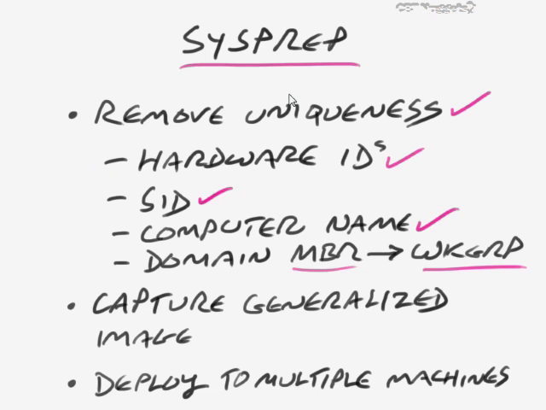So going back here, what SysPrep does, you remove the uniqueness. Then what we would do is we would capture the generalized image that SysPrep has delivered to us. Then you can deploy it to multiple machines without being concerned about any of the uniqueness factors.